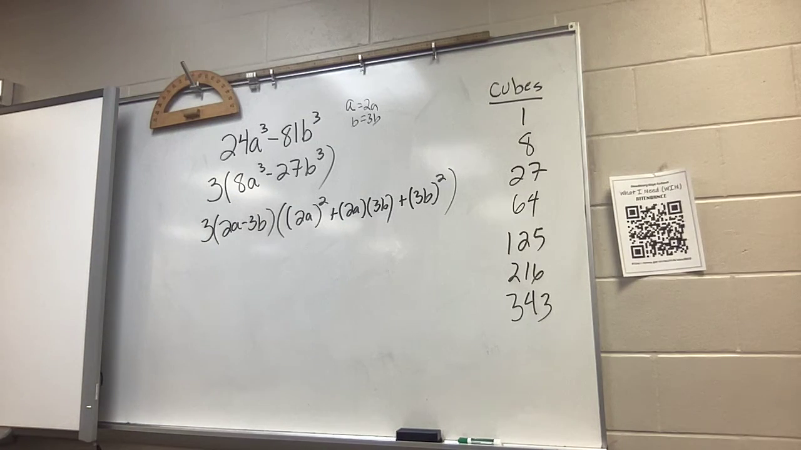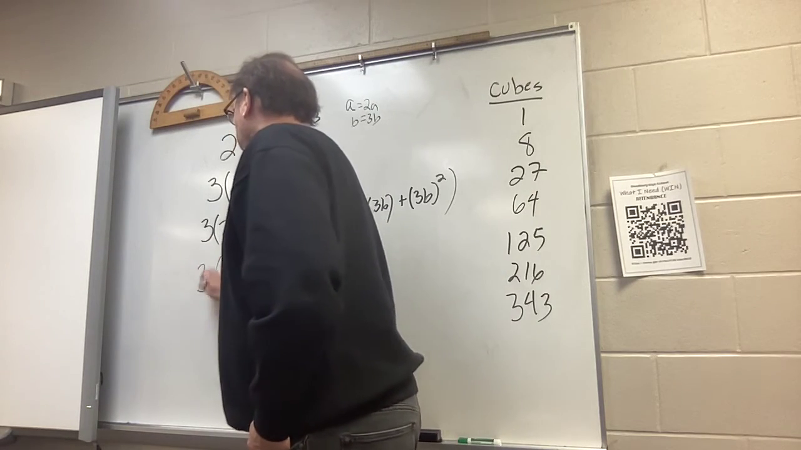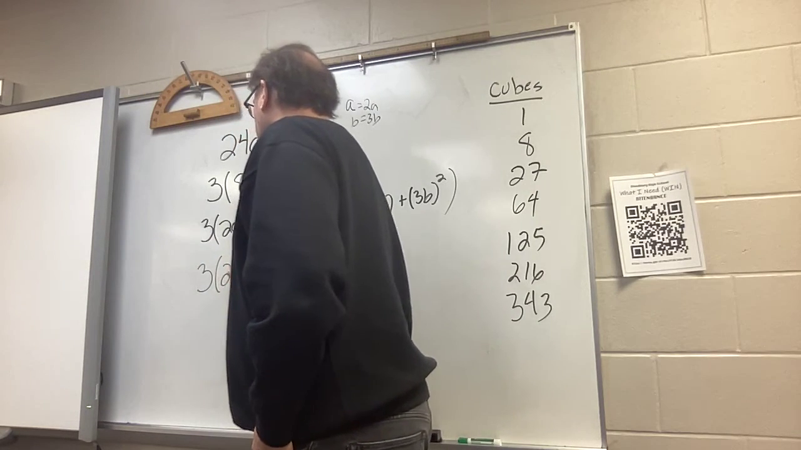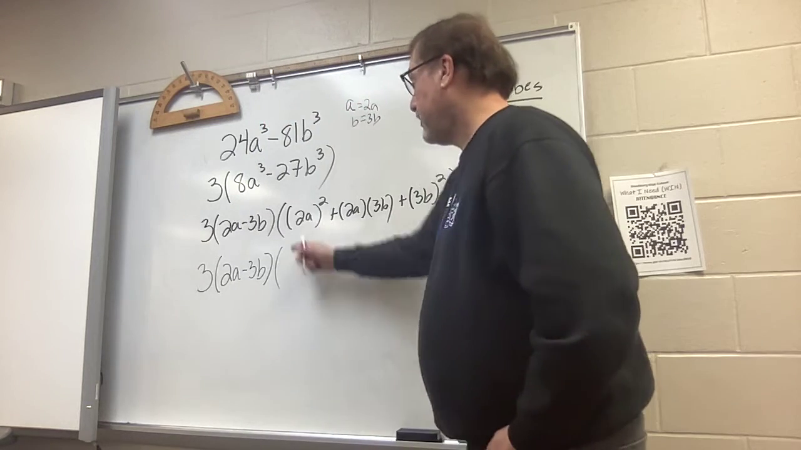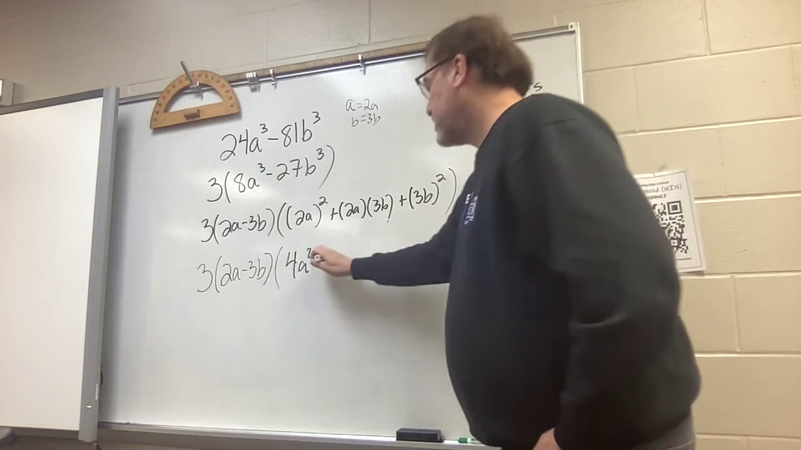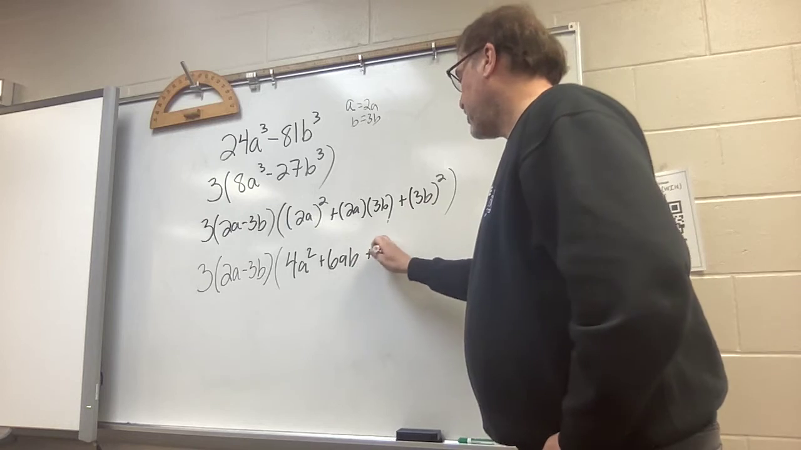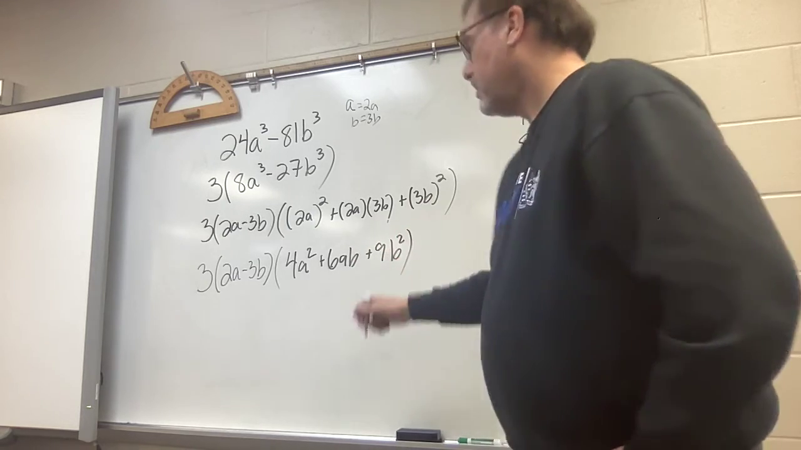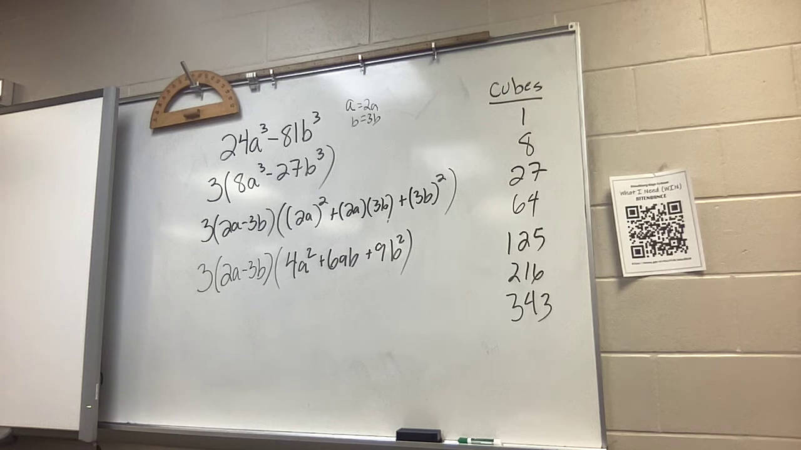We have just a little bit of work to do. The 3 keeps staying out there. 2a minus 3b is done with. And now just a little bit of algebra. 2a squared is 4a squared, plus 6ab, plus 9b squared. Don't waste your time trying to factor the second part. It's not going to happen.